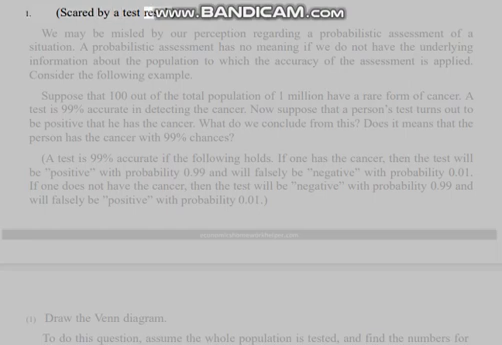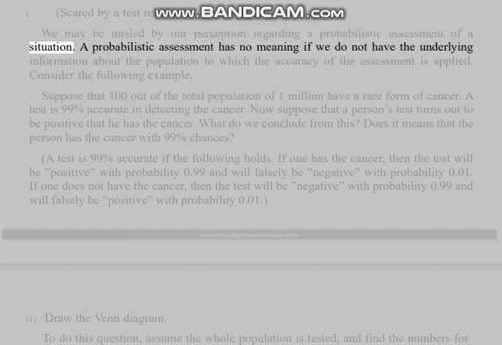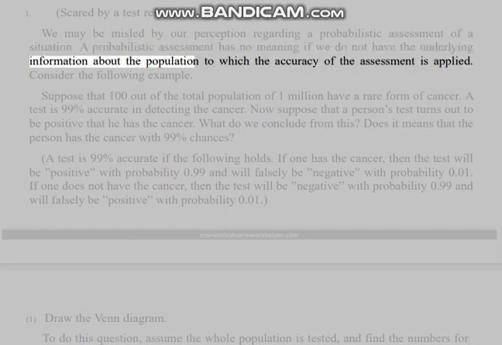1. Scared by a test result. We may be misled by our perception regarding a probabilistic assessment of a situation. A probabilistic assessment has no meaning if we do not have the underlying information about the population to which the accuracy of the assessment is applied.